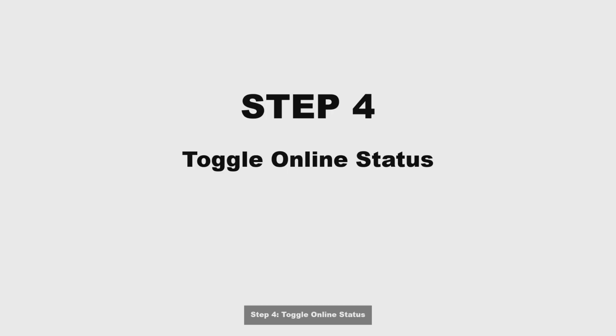Step 4. Toggle Online Status. Look for the option related to online status or visibility. You may find a toggle switch that allows you to hide your online status. Switch it off to ensure you are not visible to others.